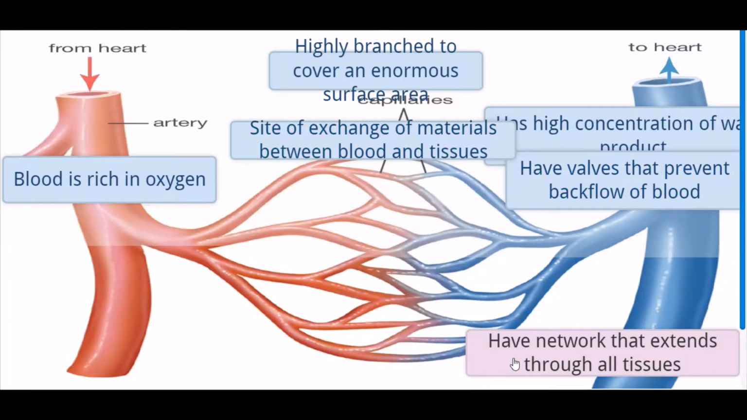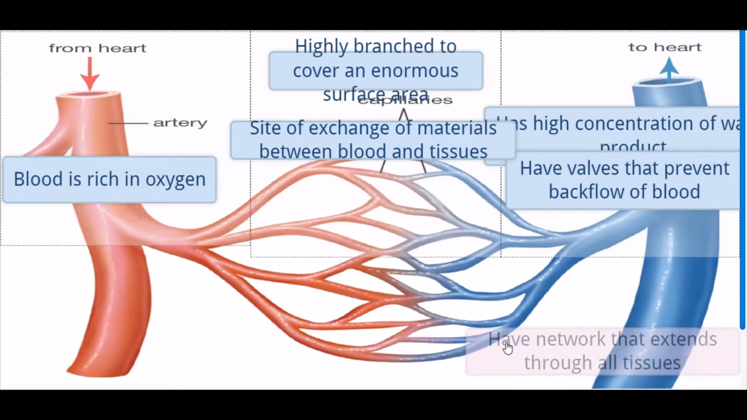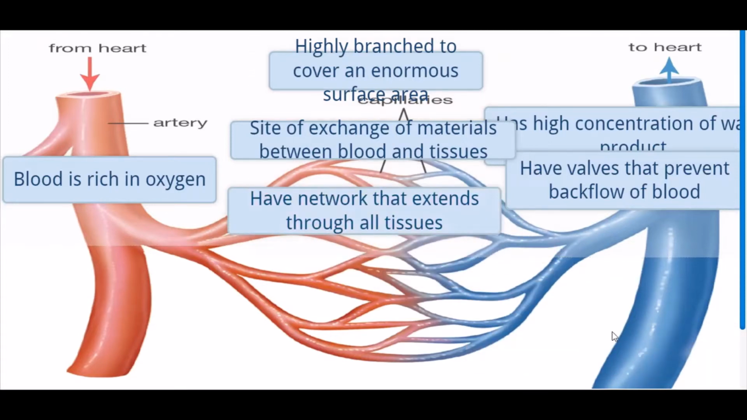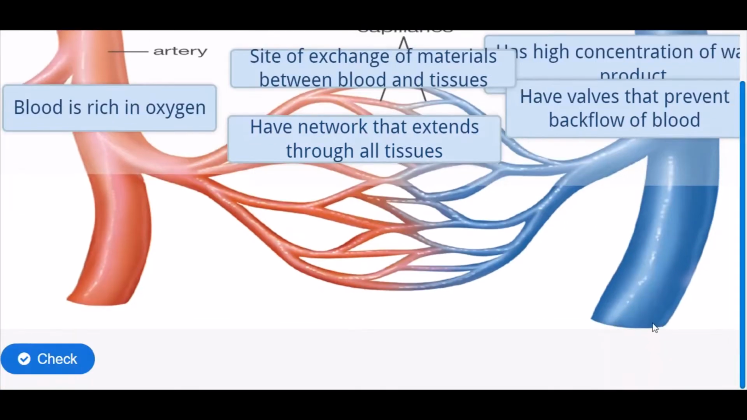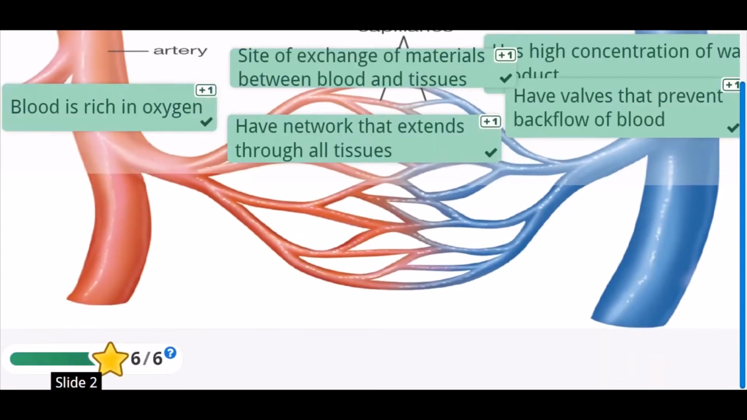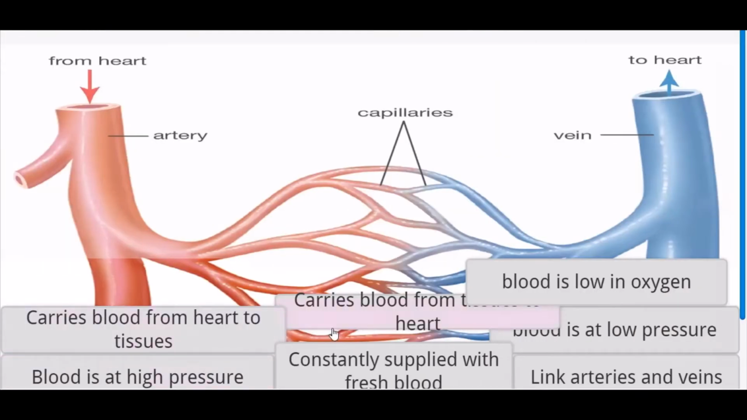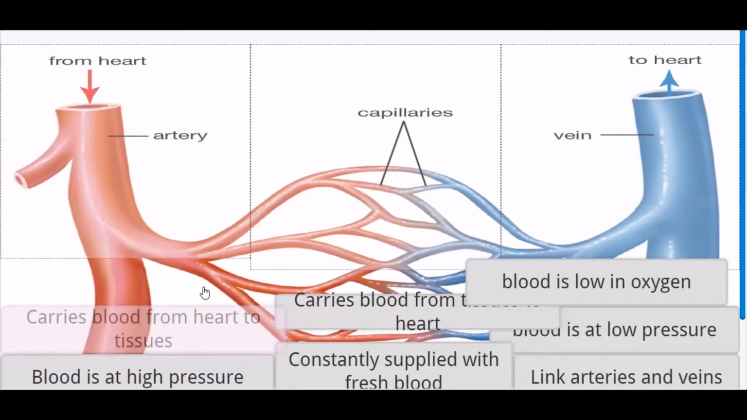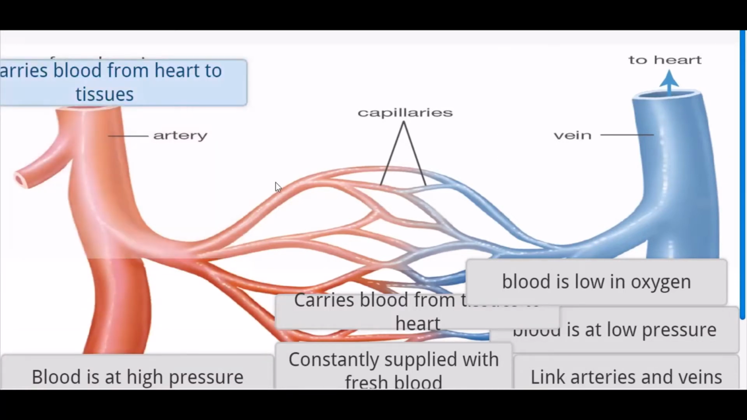what has a network that extends through all tissues? That should be the capillaries as well. Okay. So we still continue. What carries blood from the heart to the tissues? From the heart to the tissues, that would be the arteries. Remember that we're trying to learn the properties of each tube.